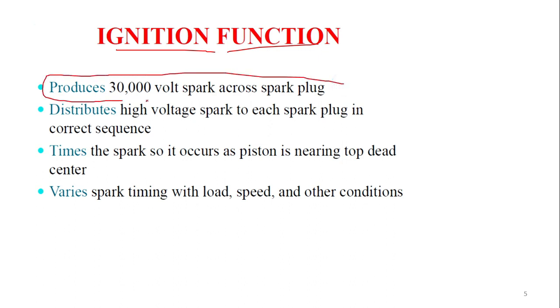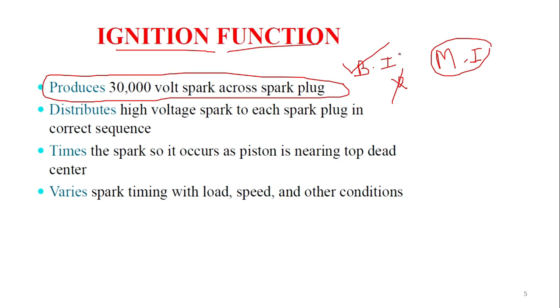If we compare the battery ignition system with the magneto ignition system, the spark intensity throughout the operation will not remain the same. It changes according to speed, and we'll discuss which system is better. If the speed of the vehicle increases, is the battery ignition system or the magneto ignition system better, or in which system do we get better spark intensity? It distributes a high voltage spark to each spark plug.